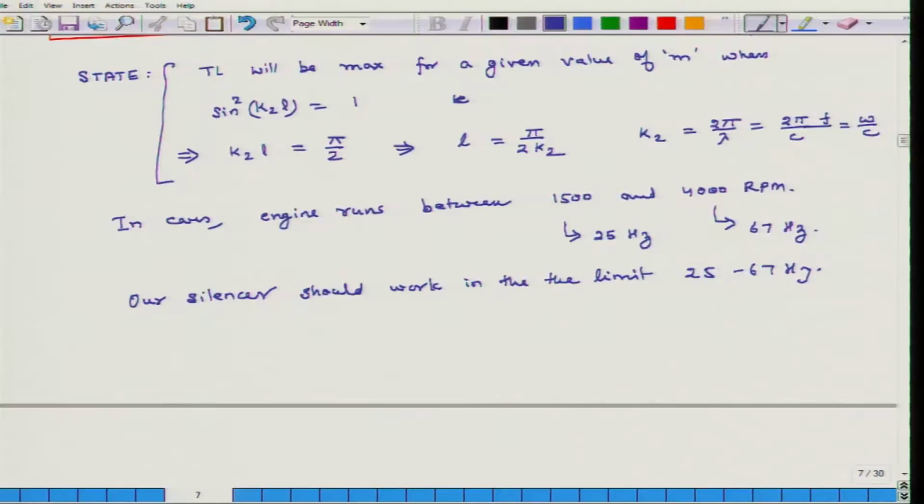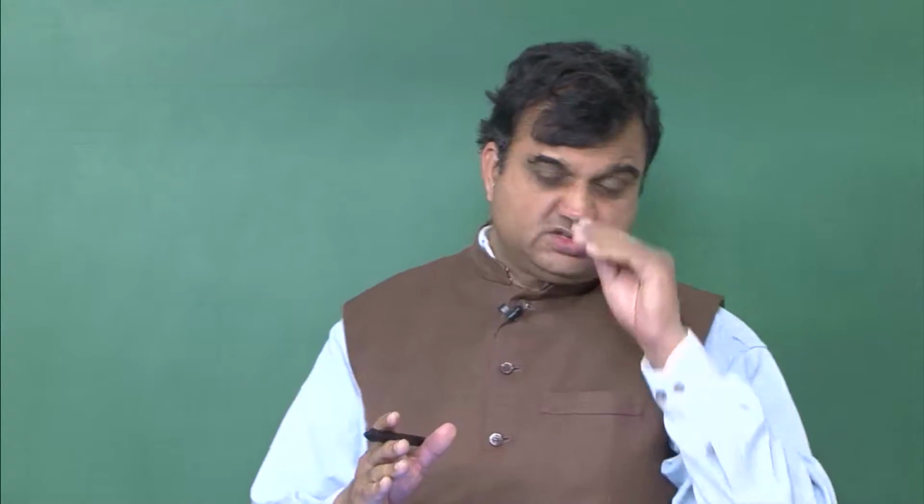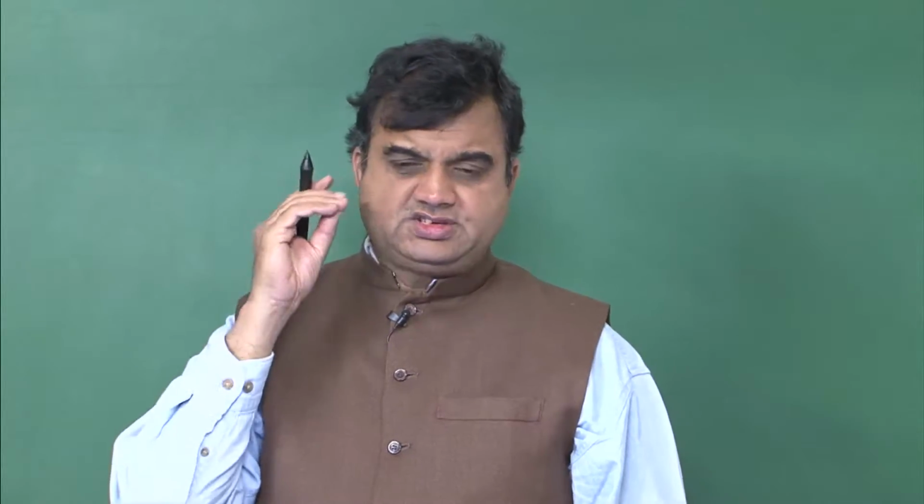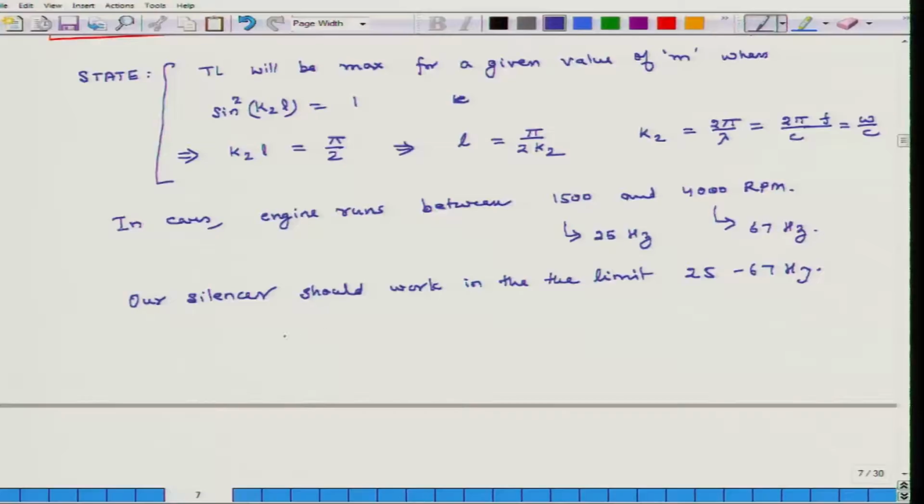So, we have to design our muffler in such a way that it reduces the sound between 25 hertz and 67 hertz. Now, even though our audible sound range is from 20 hertz to 20,000 hertz, most of us can barely hear 20 hertz sound. We really start hearing sound above 40 hertz or so. So, I will reduce this frequency range further.